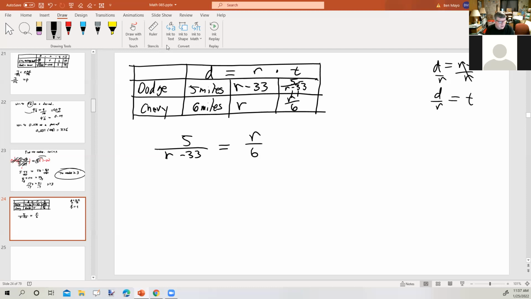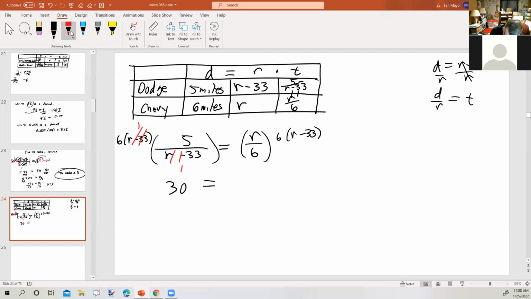All right. So now we have an equation with fractions. The LCD is going to be what? 6 times r minus 33. So we're going to multiply both sides by 6 times r minus 33. On the left, the r minus 33s reduce down to 1 over 1, and I'm left with 30. On the right, the 6 over 6 reduces down to 1 over 1, and I'm left with what? R squared minus 33r.